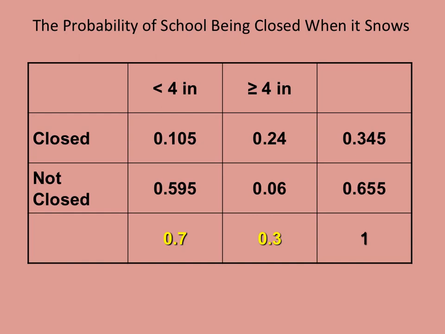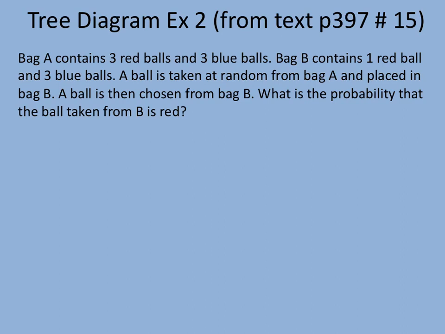Let's look at one more example. I took this example from our textbook. So it says, bag A contains 3 red balls and 3 blue balls. Bag B contains 1 red ball and 3 blue balls. A ball is taken at random from bag A and placed in bag B. A ball is then chosen from bag B. What is the probability that the ball taken from B is red?